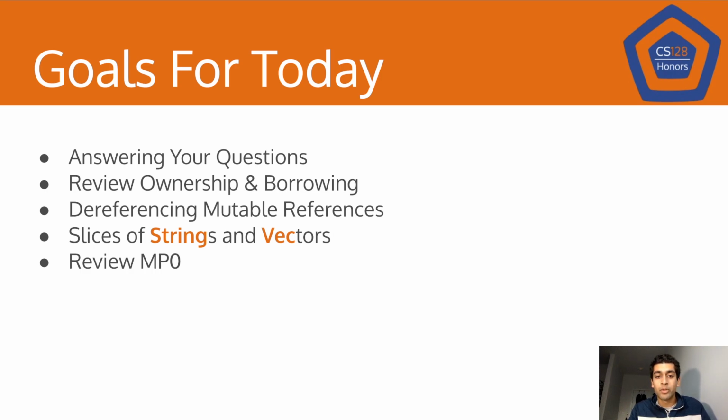Then we're also going to review some ownership and borrowing again, and then talk about dereferencing mutable references, something that will be helpful in homework 3 and homework 4. And then we're going to talk about slices of strings and vectors. And at the end, we're going to review MP0, talk about some common approaches, and then some of the optimal solutions that we were looking for.